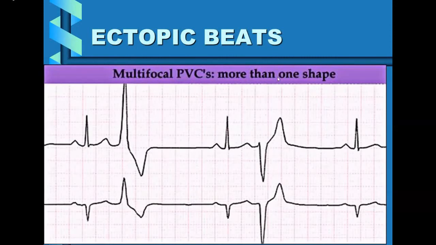Multifocal PVC means more than one shape. Okay. So see, sinus rhythm, then a QRS with a compensatory pause. Then sinus rhythm, compensatory pause. Okay. So we call it multifocal PVCs.